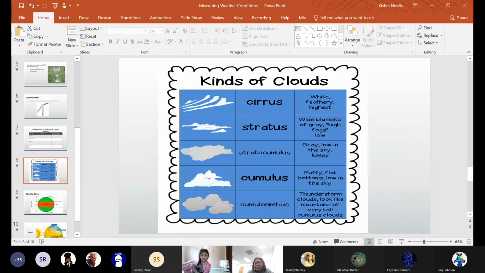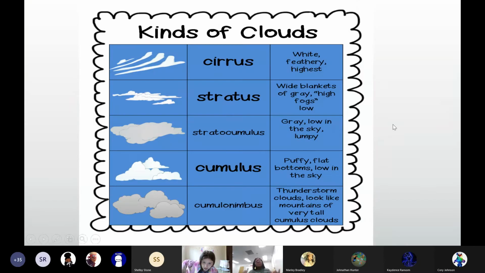So let's look at some different types of clouds, and I want to talk about their altitude in the sky as well. In other words, how high in the sky or how low in the sky are they? So the cirrus cloud is white and feathery. It almost looks like thin, I always say wispy, W-I-S-P-Y. Wispy clouds high in the sky.